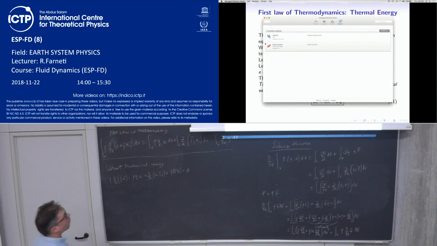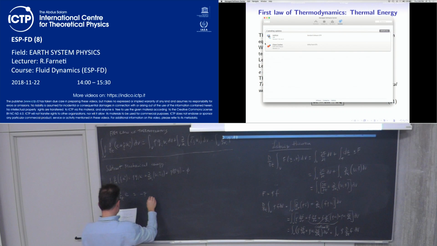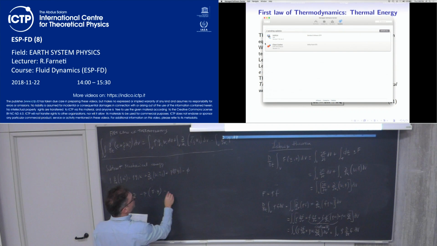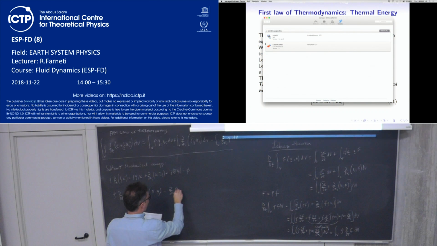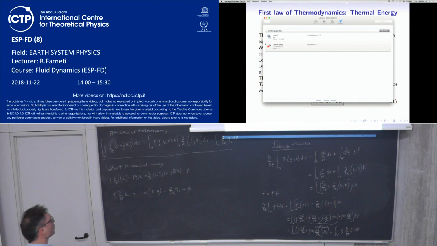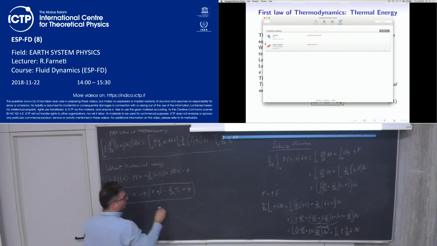Subtract the mechanical energy from the total one, what you're left with is d by dt of E, internal energy, equal to the compression and expansion terms minus the heat outflow plus the viscous dissipation. So just subtracting this from this, and you're left with this equation, which is what is called the thermal equation or the heat equation.